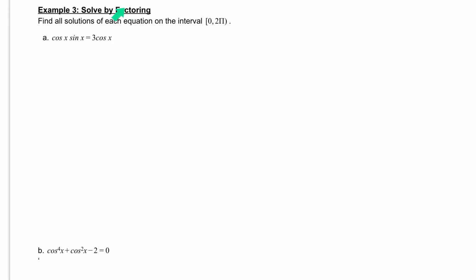We're going to do this by factoring, so it gives you another possibility of solving. I notice I have a cosine and a sine over here, and I have a cosine over here. So what I'm going to do is take this 3 cosine x and subtract it over to the other side. And I have cosine x sine x minus 3 cosine x equal to 0.